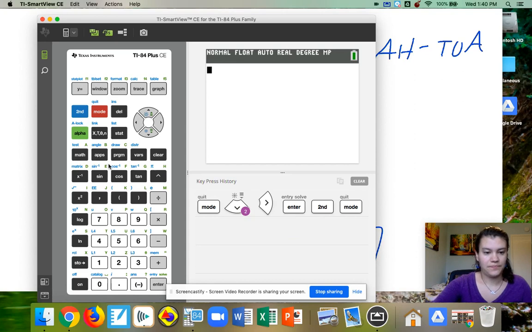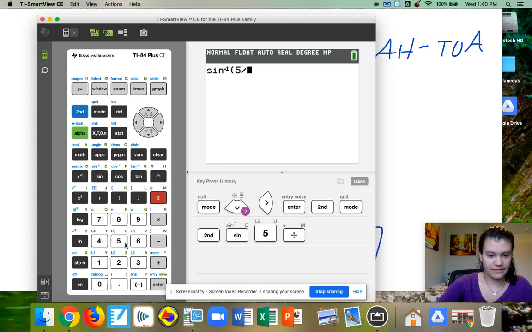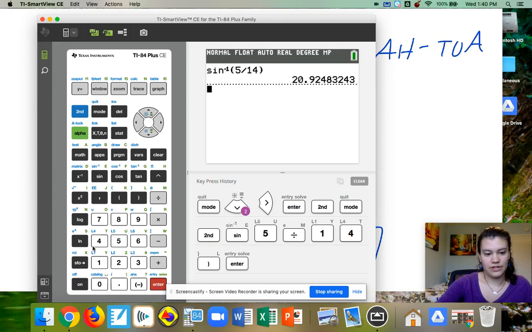So I'll show you just quickly how to type this in. If you pull this up, you want to do second sine will give you your sine inverse of 5 divided by 14. And then you get your answer.